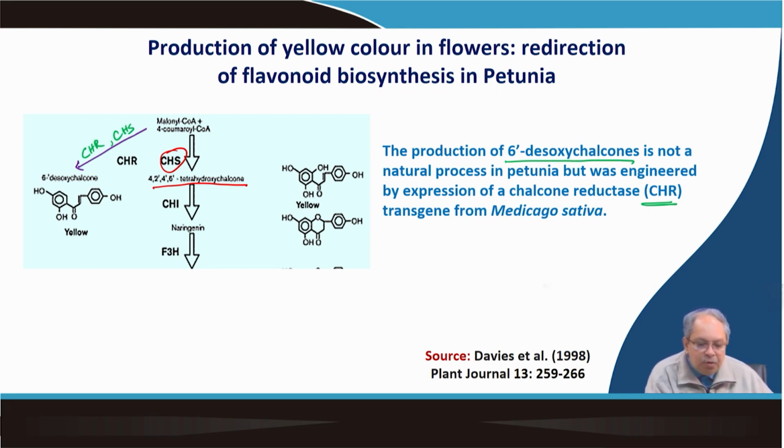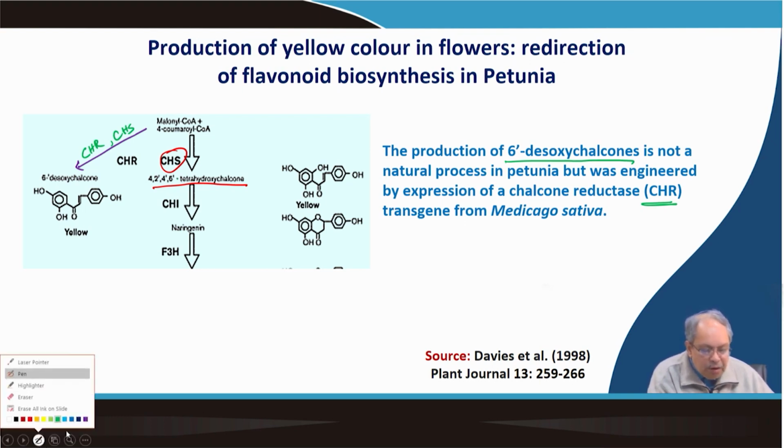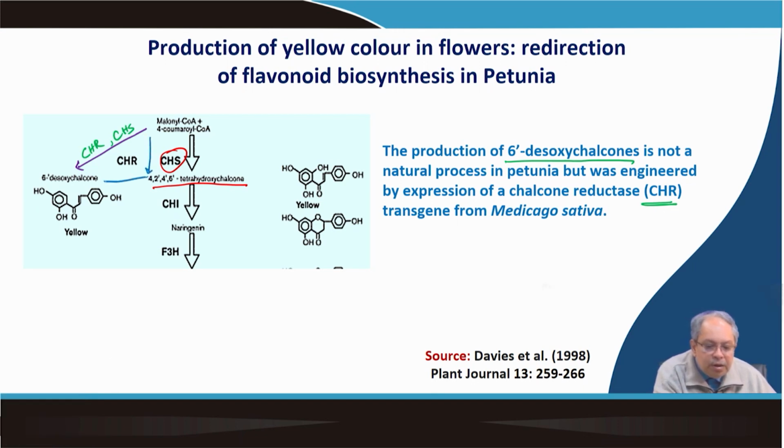CHS will make this tetrahydroxychalcone. That tetrahydroxychalcone cannot really be converted into naringenin. Instead, as I said, the pathway will move in this direction, okay. And then this leads to accumulation of 6 prime deoxychalcone, and this is possible if you express the genes under the control of a strong promoter. There will be more CHS as compared to CHI. So, whatever tetrahydroxychalcone is produced will be channelized towards 6 deoxychalcone because of the new enzyme which you have introduced.